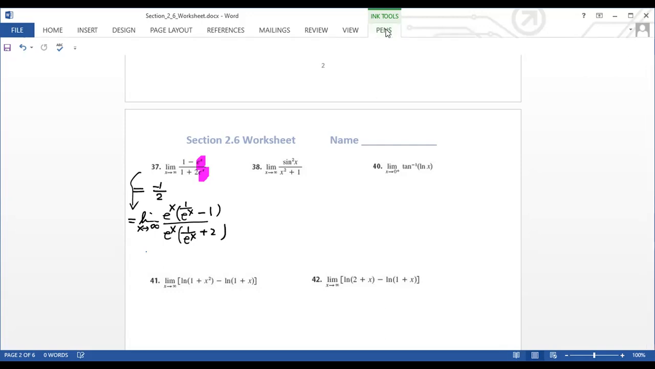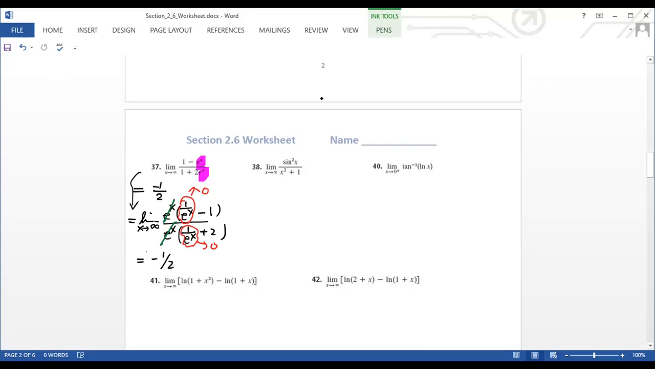Then use the same rules. I know when x approaches infinity, this term is going to approach 0 because the denominator is getting pretty big. This term will approach 0. And these e^x terms can cancel. So what you have here is negative 1 over 2. That's why you can get negative 1/2. Okay, so now the next one is here.